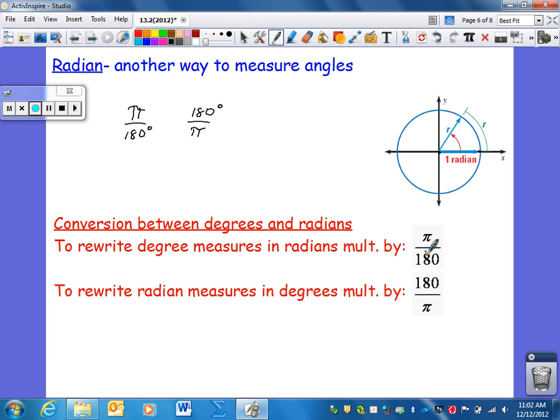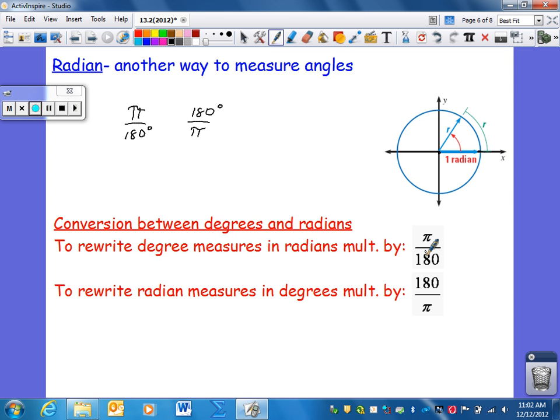Formula for circumference is 2 pi r. No, 2 pi r. It would just be, if the radius is 1, 2 pi r, it'd be 2 pi. So the circumference of the circle would be 2 pi.